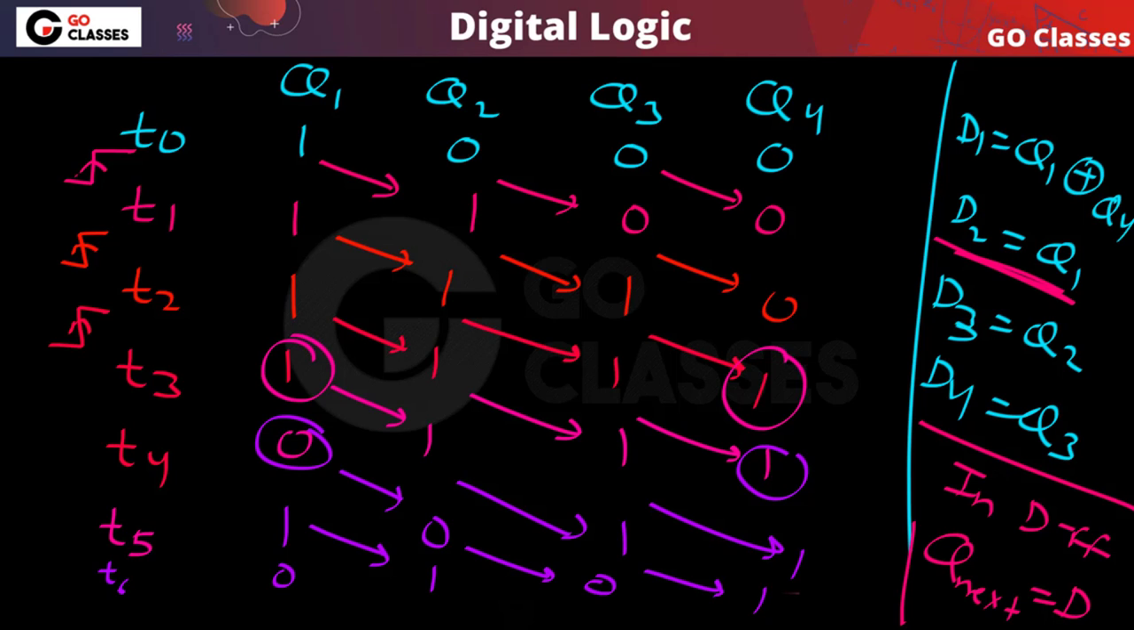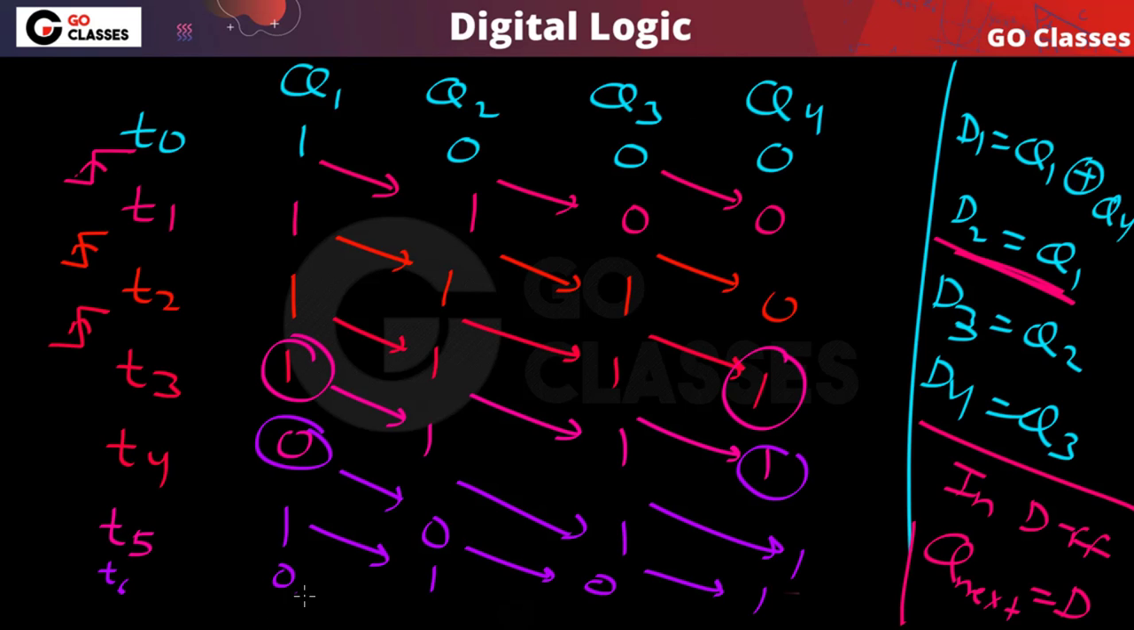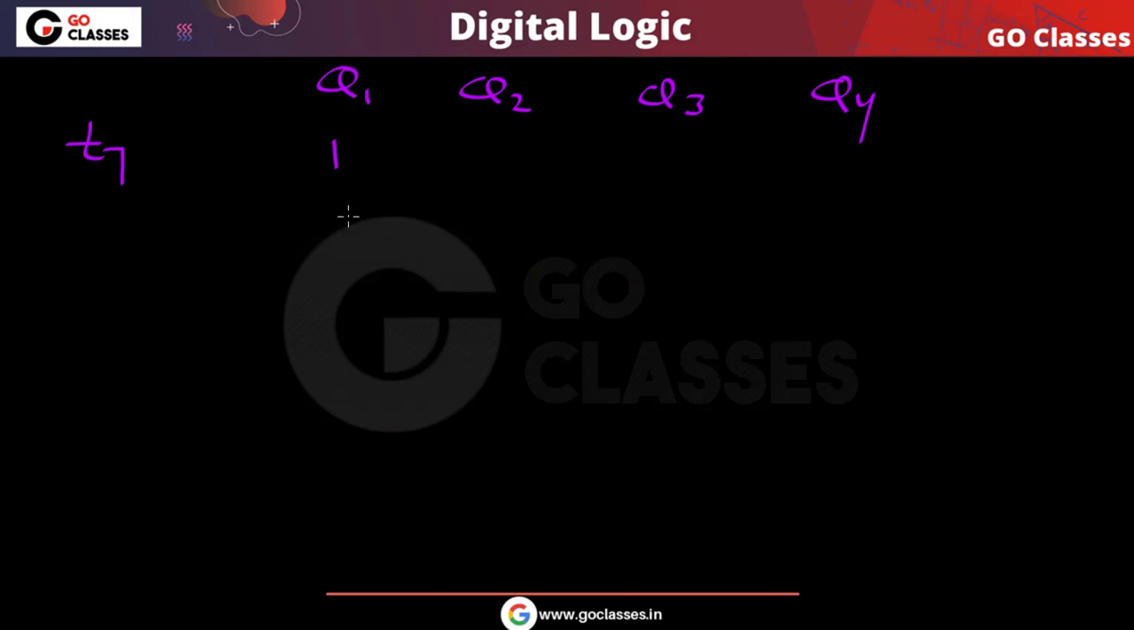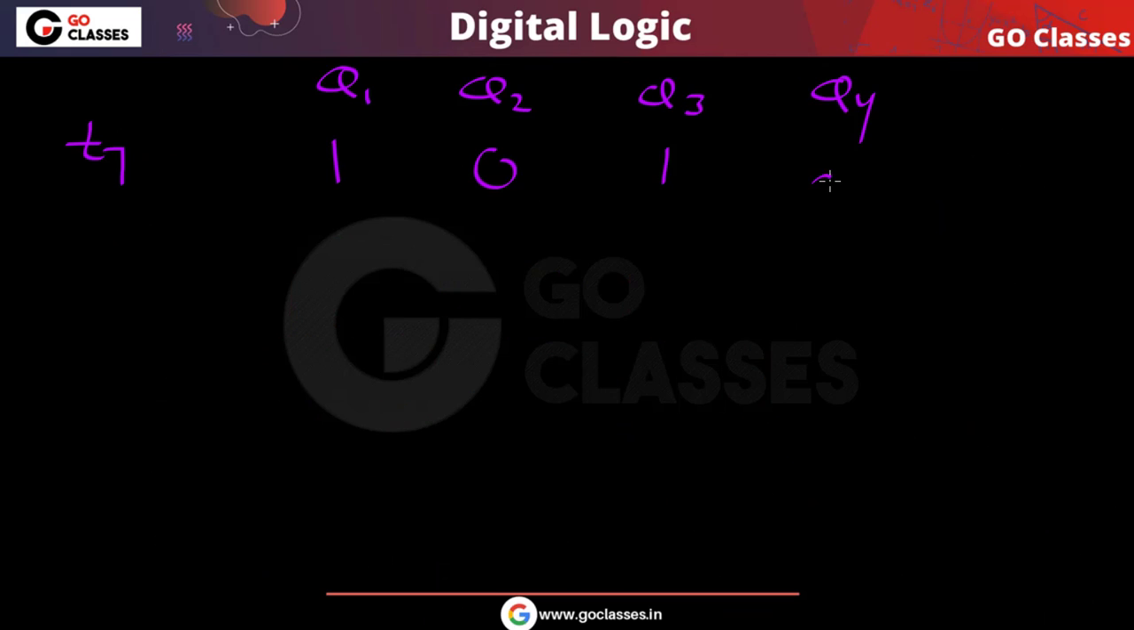I can say that T7. So I can say what will happen at T7, Q1, Q2, Q3, Q4. So at T7, what will happen? So this 0, this 1, exclusive OR of 0 comma 1, that will become 1, and then this 0 will go here, and then this 1 0. So this will happen.